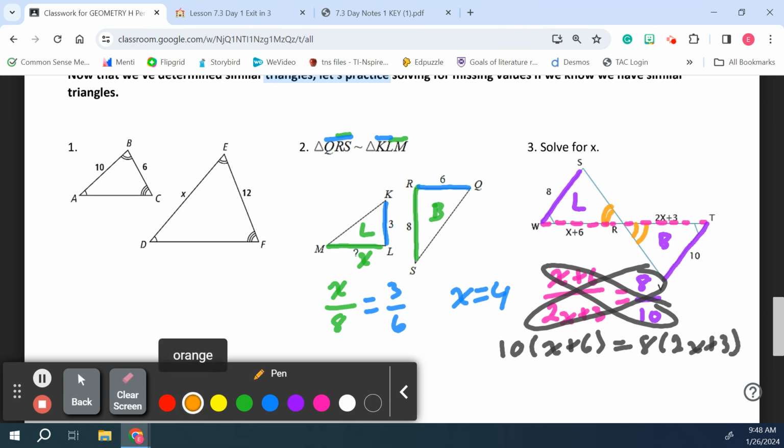What do I do next? What property? Tony? Yeah, I got to distribute everything, okay? So this will be 10x plus 60 equals 16x plus 24. I want you guys to solve for x from there.